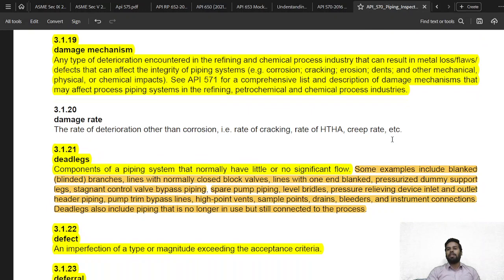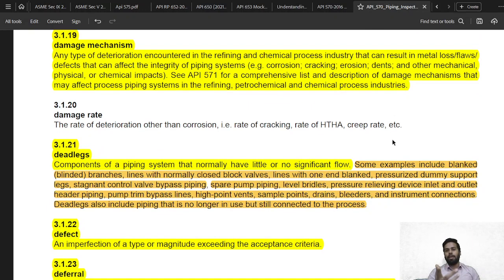Damage mechanism is basically what is the specific damage that is happening. It can be a damage due to atmosphere. It can be damage due to the liquid that is flowing inside the pipe. It can be a damage due to process conditions. Okay, so different kinds of damage.